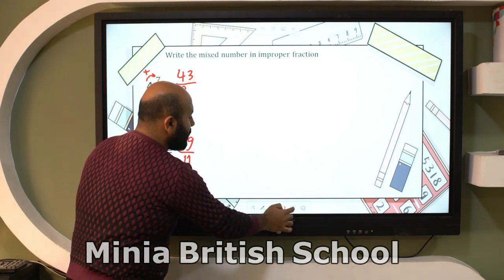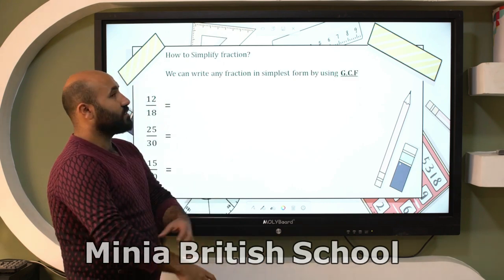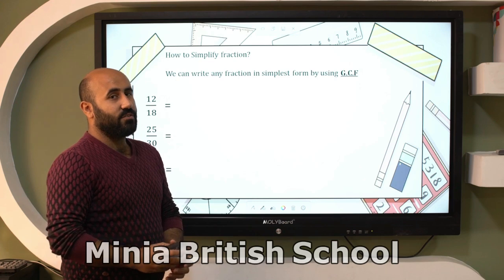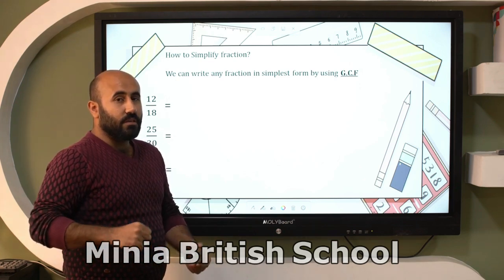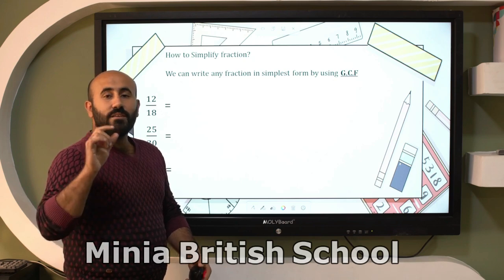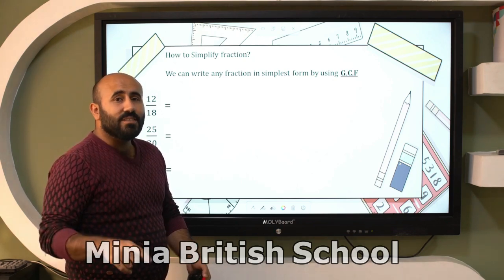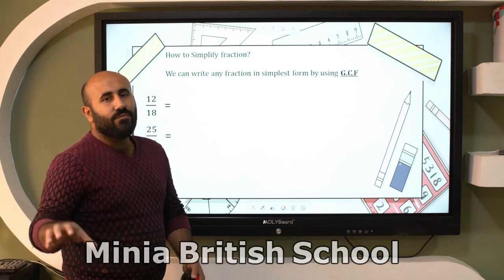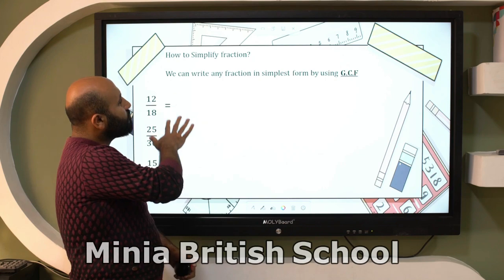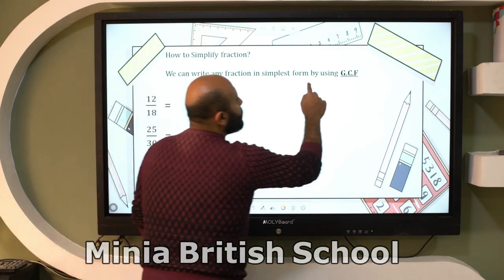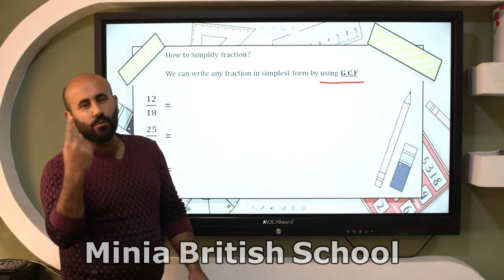Okay, let's get to the other part: how to simplify any fraction. This part we can say is the most important part, because each and every question that you will face in this term, you must get it in the simplest form. In other words, when I want to simplify any fraction, I must use the GCF to simplify it simply in one step.